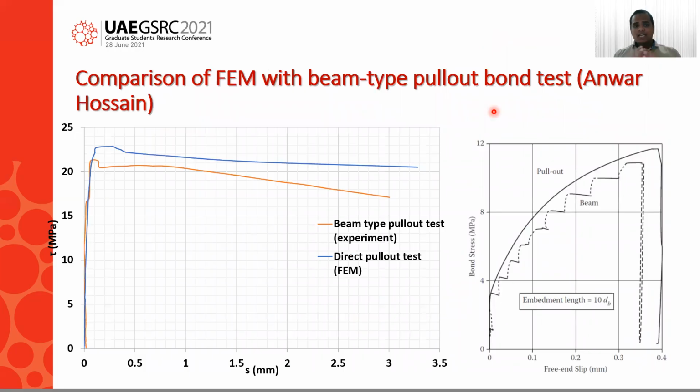Apart from that, I did one more additional thing to verify my finite element techniques. I took another set of experimental results from these researchers. This time it is beam pullout test results. I compared this with the direct pullout finite element test. As you can see here, the finite element also follows the same trends as the experimental one.